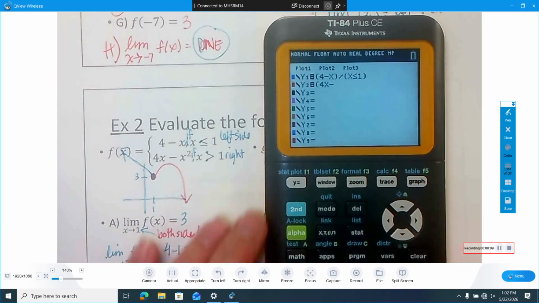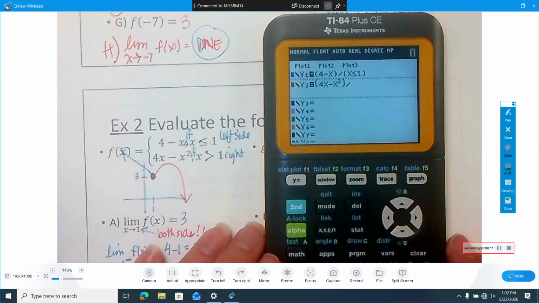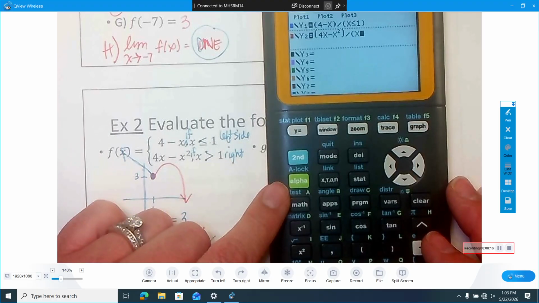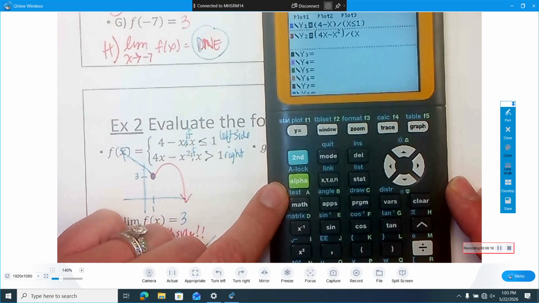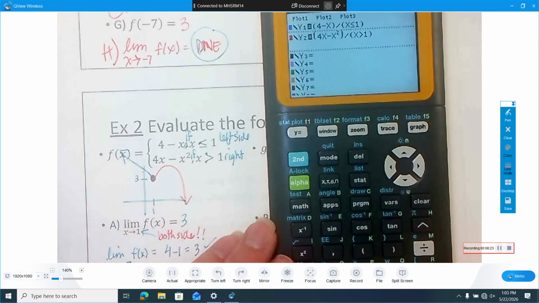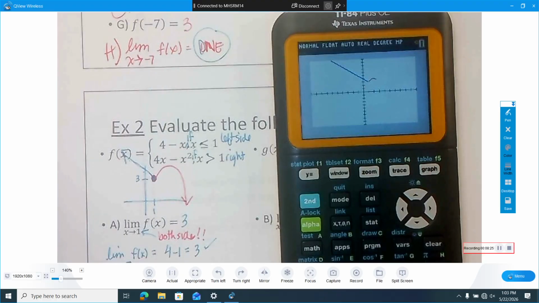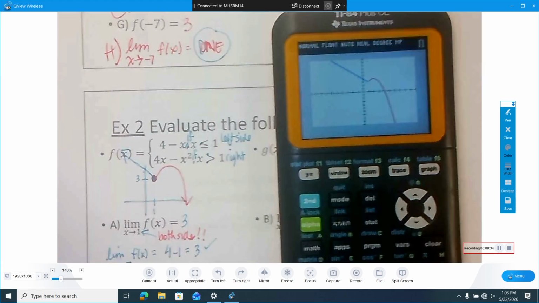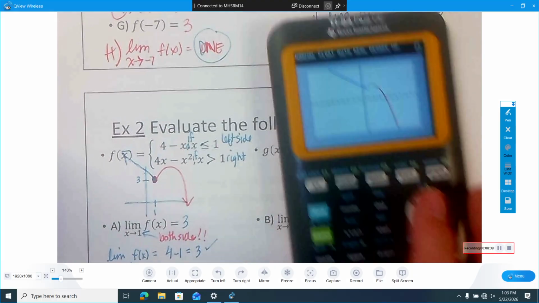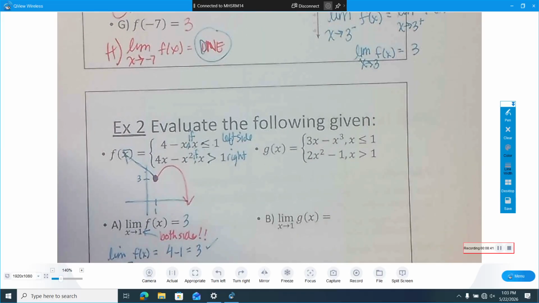And then if I want to graph the second equation, 4x minus x squared divided by, oh, it has to be in parentheses, x, and then it's in the test menu. The test menu is blue. So test, and we want greater than 1. All right. And so it can graph both of them, which is kind of cool. But we don't need to, and that's the point of limits. You don't have to graph things in order to see if the limit exists or not. Okay. But it's a nice thing to be able to do.